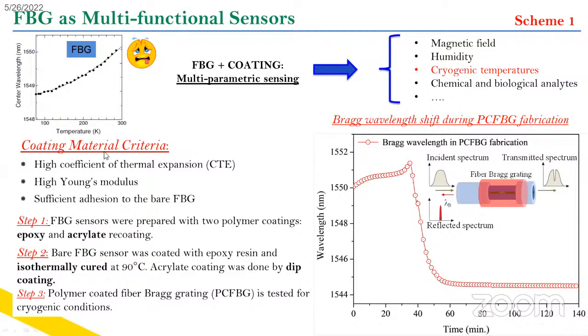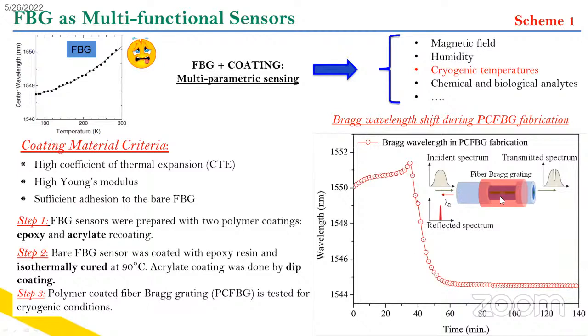Here, our area of interest is cryogenic temperature sensing. So we are going to use a coating material on the FPG. The coating material should have a high coefficient of thermal expansion, high Young modulus, and sufficient adhesion to the bare FPG. For long-term use, if the adhesion is not good, performance issues may arise. So this is the main requirement. We use two polymer coatings, epoxy and acrylate, on the FPG, and it is cured isothermally. It is dip coated, and it is a normal FPG. After the polymer coating, it becomes a polymer coated FPG.